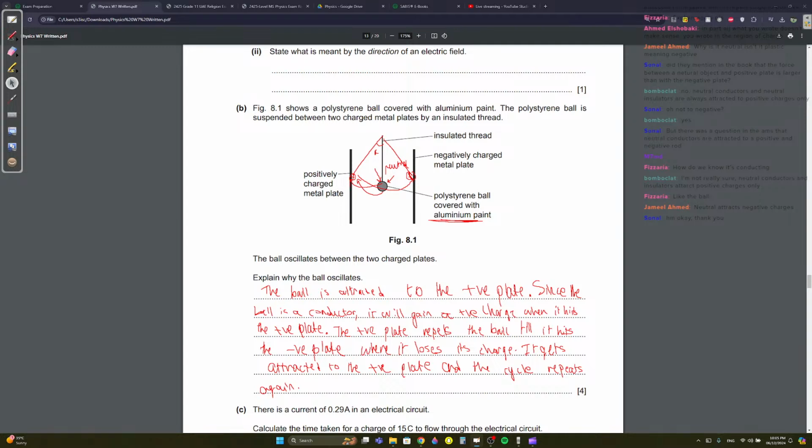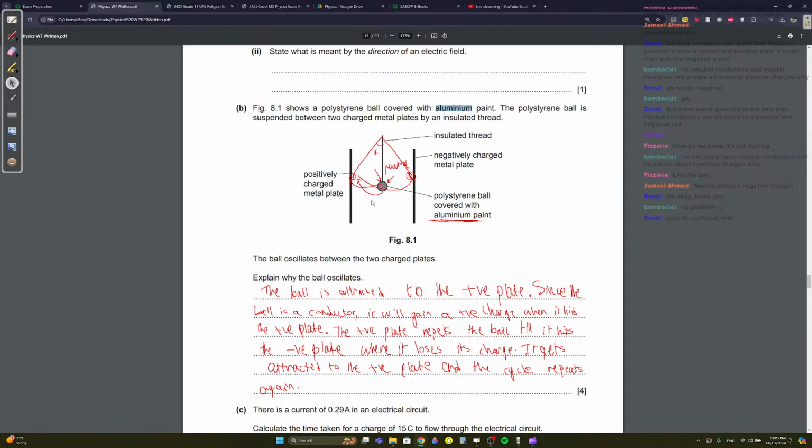Why is it neutral? Isn't it plastic, meaning negative? Where did we see plastic? Okay, very good point. See, this is where people get tricked. It's covered with aluminum paint. Aluminium is a conductor. It's covered with a conductor. So even if it's made of plastic, it's covered with aluminum paint, and aluminum is a metal. So now it's deemed a conducting sphere. Okay?